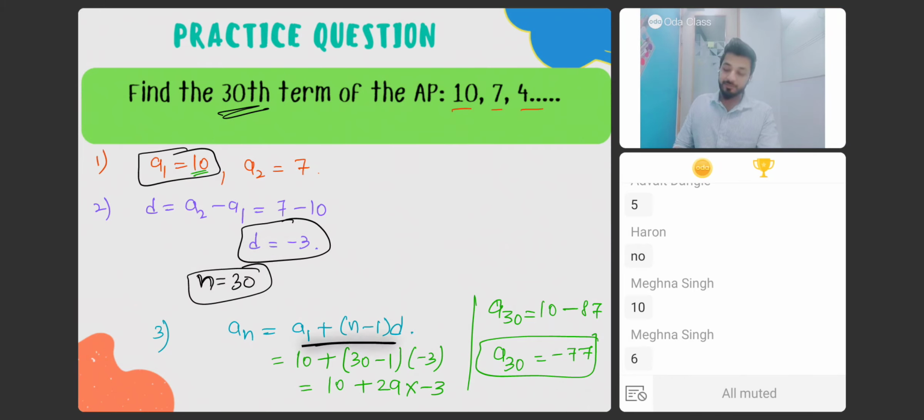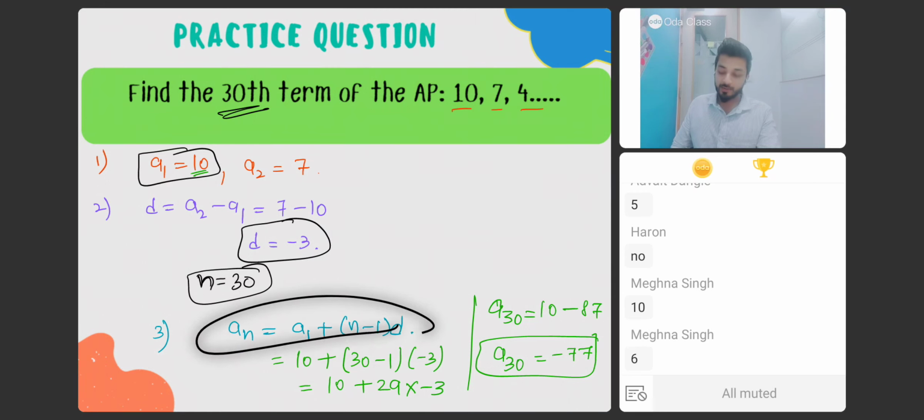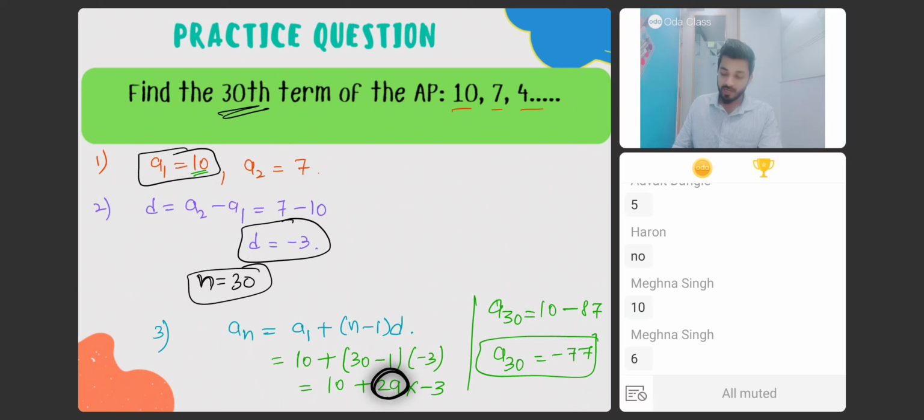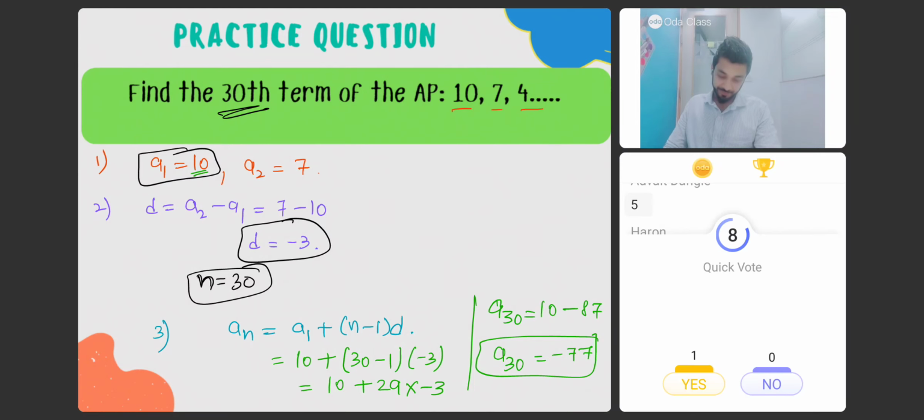So An is A1 plus n minus 1 times d. This is the formula to calculate the nth term. We have to find the 30th term, so in A30, we replace n by 30. Here we just have to replace the values in the formula. A1 is 10, n is 30, D is minus 3. After that, only calculation. 10 plus 30 minus 1 is 29. 29 into minus 3 is minus 87. So 10 minus 87 is minus 77. Now tell me, is that clear, everyone?